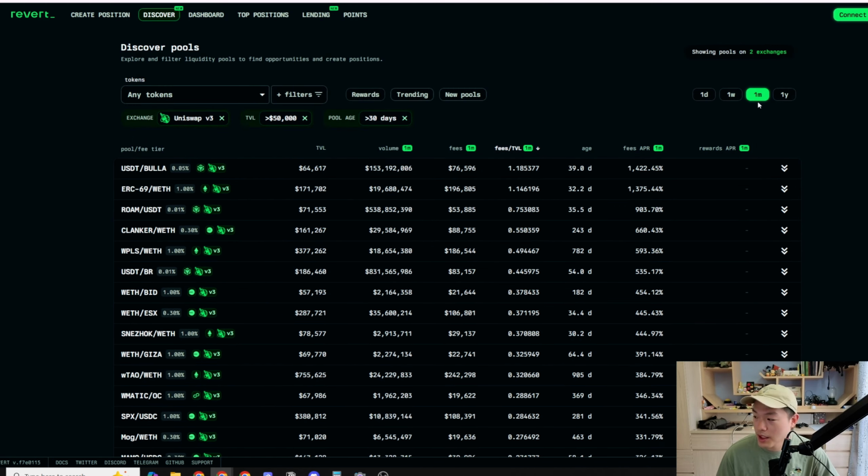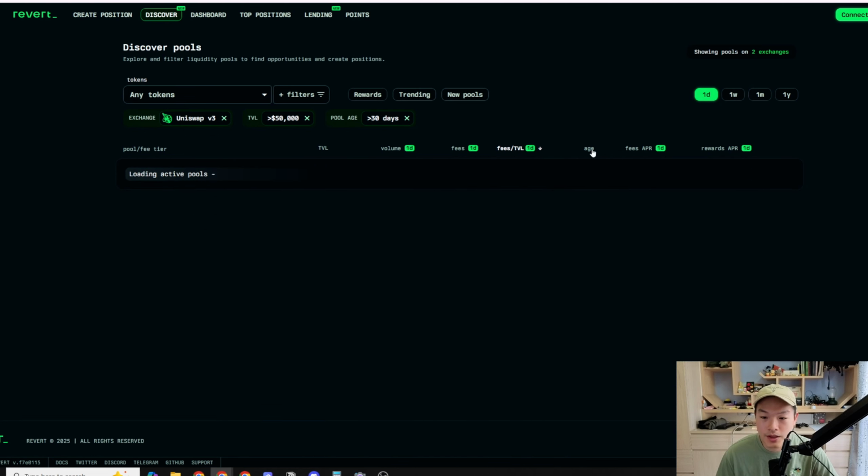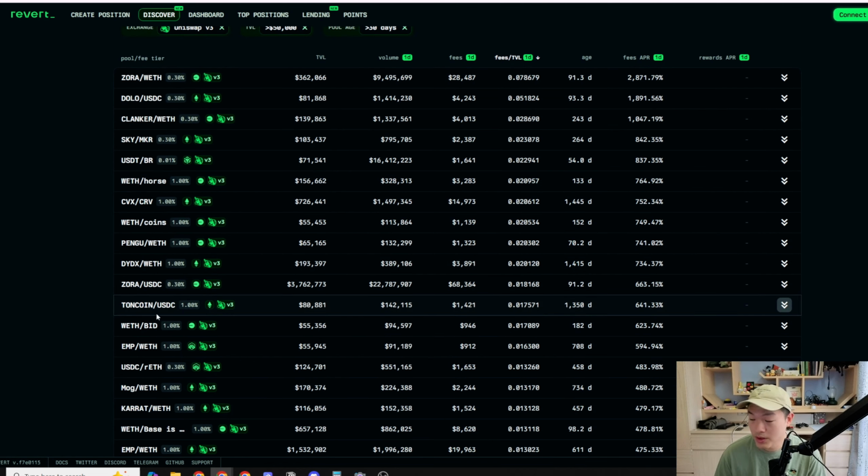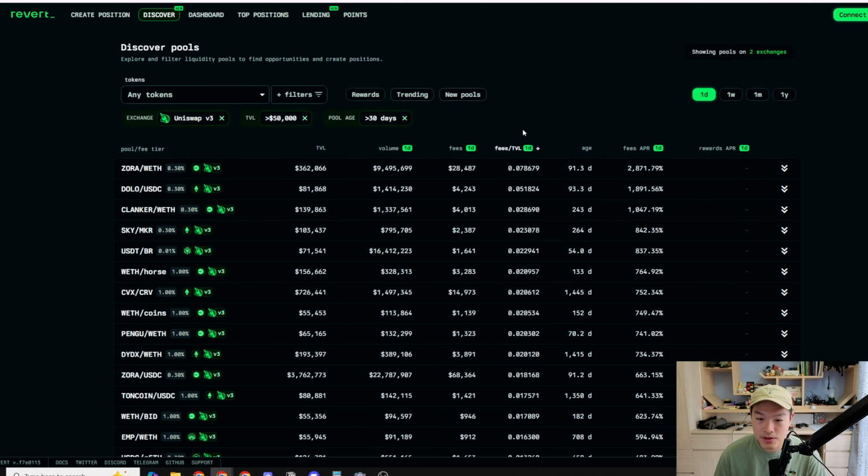And what I really like is you're able to change the date range for the APR as well, right? If I switch to 1 day, I would see that these pools are really hot recently. Like for example, Zora to ETH has been really hot recently, Clanker to ETH, Toncoin to USDC here, Pengu to Ethereum. So some of these tokens are very hot.